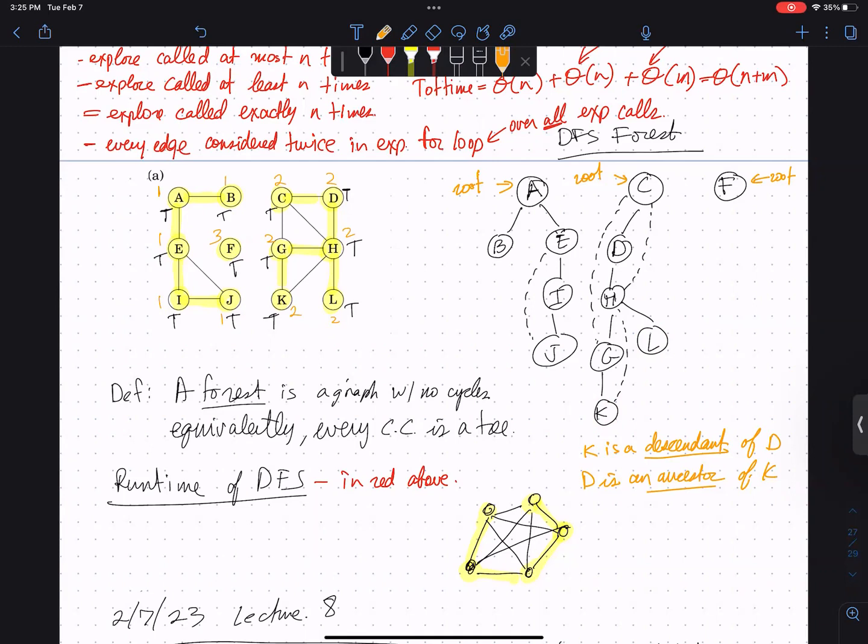You also have the notion of a child and a parent. So K is a child of G, and G is a parent of K. It's the immediate relationship. So K is a child of G. K is not a child of H. Just like you're not the child of your grandfather. Okay. Any question about the terminology?